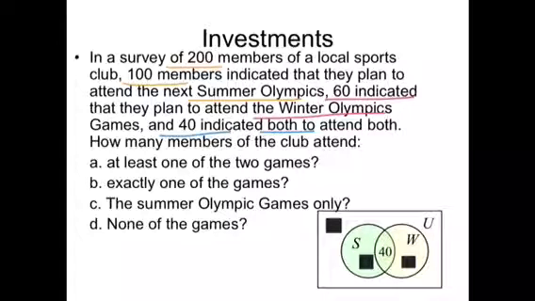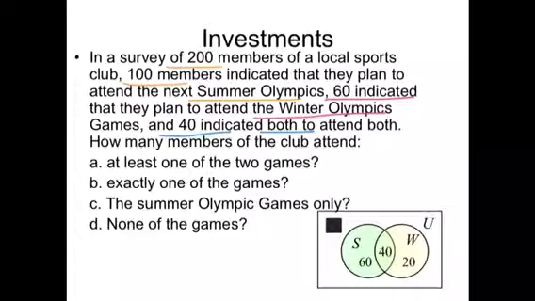To figure out those that went to the Summer Olympic Games only, we would look at the total that went to the Summer Olympics, which was 100, and subtract our 40, to get that there would be 60 who went to the Summer Olympic Games only. For the Winter Olympic Games, we're going to do the same thing, so we take this 40 and subtract it from the 60 that went to the Winter Olympic Games. And when we do that, we get that there are a total of 20 who went to the Winter Olympic Games only.